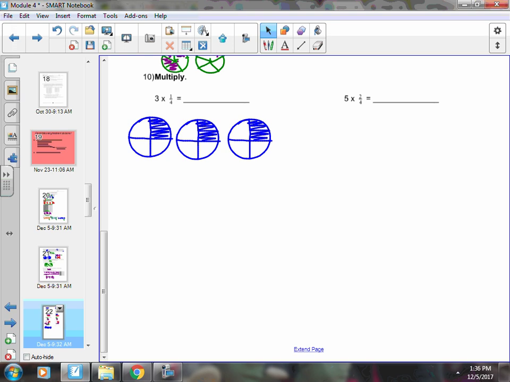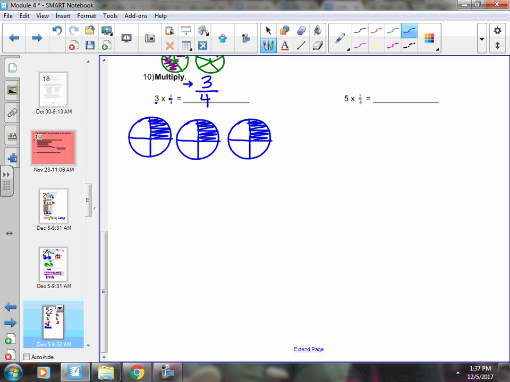How many fourths are there altogether? There's 3/4. So 3 times 1/4 is 3/4. Notice 3 times 1 is 3, and the denominator stays the same. So that's another way people do it, but you could also use a picture to help you really understand what 3 times 1/4 means. All right, the last one, 5 times 2/4.